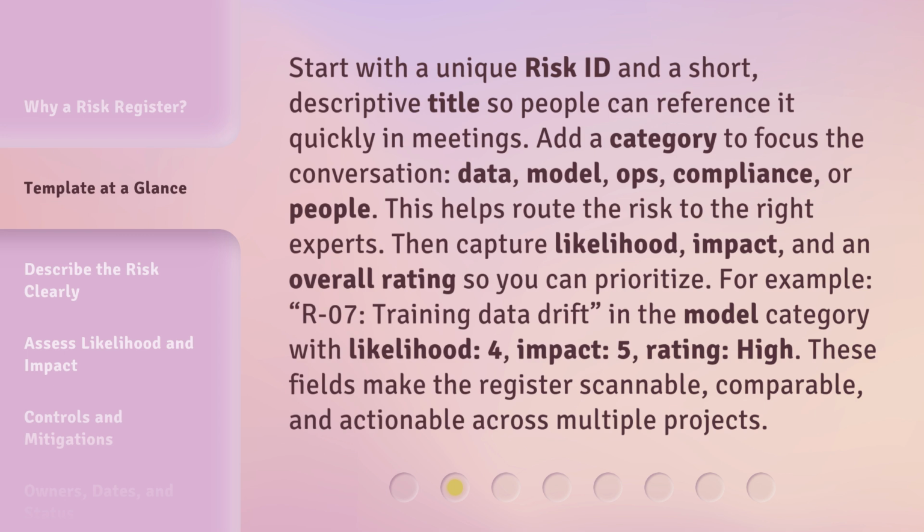For example, R07, training data drift, in the model category with likelihood 4, impact 5, rating high. These fields make the register scannable, comparable, and actionable across multiple projects.